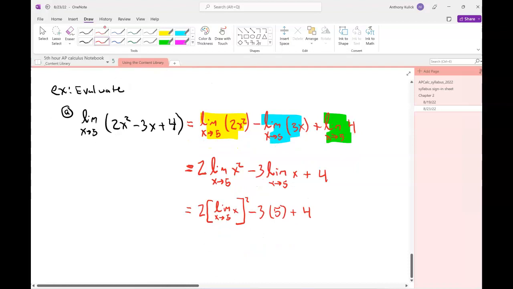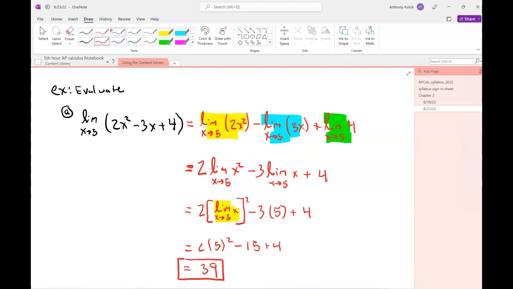Okay. And now if you notice, if I look at the inside here, I have the limit where x is alone. So I can replace that with the 5. So 5 squared is 25, times 2 is 50, minus 15 is 35, plus 4 is 39. I love that. Awesome. Yeah, solid number.